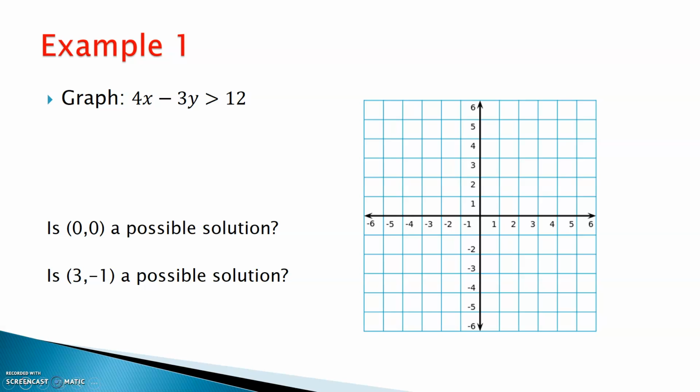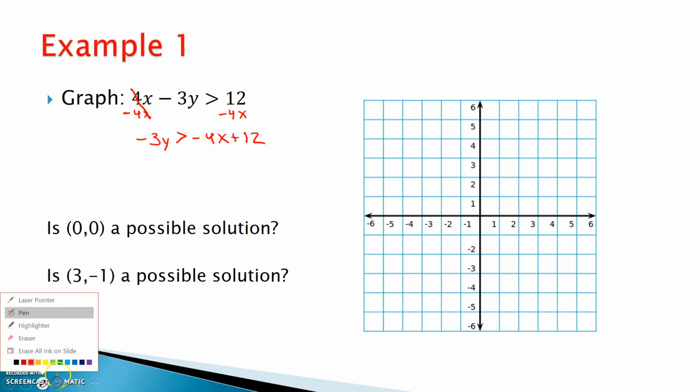So first things first, it says graph 4x minus 3y is greater than 12. Now again, I can't graph that right away. I do have to fix a few things here. Always, we want to get the y by itself. So let's kick over this 4x by doing minus 4x, minus 4x, and we're going to end up getting these canceled out. You get negative 3y is greater than negative 4x, and that's a positive 12, so we put plus 12.